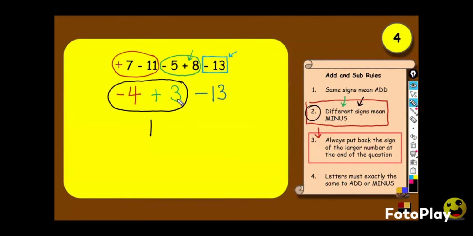Who is larger, the 4 or the 3? The 4. The 4 has what? A minus sign. So it's minus 4. And then the minus 13 comes down. So when we squish the minus 4 and 3 together, we get one answer, minus 1, by following the rules to the right-hand side of the screen.